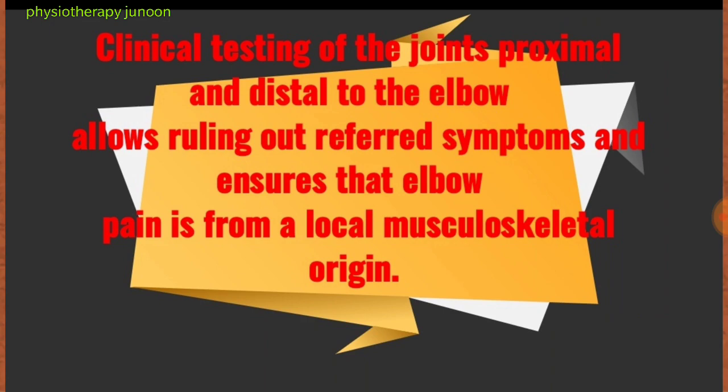Clinical testing of the joints proximal and distal to the elbow allows ruling out referred symptoms and ensures that elbow pain is from a local musculoskeletal origin. Like cervical radiculopathy or any wrist problem, we have to rule out these problems.